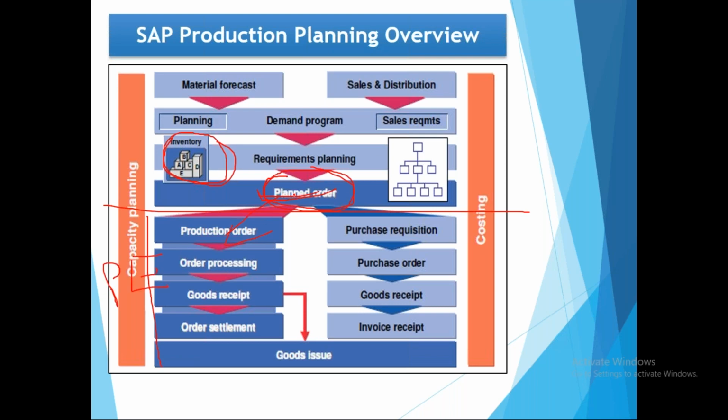So you convert the planned order to a production order. Using this production order, production people will start the manufacturing activity. Once the manufacturing is done, your product will be ready, stock will be ready. Then this stock will be delivered to the customer, goods issue. This is the SD part.